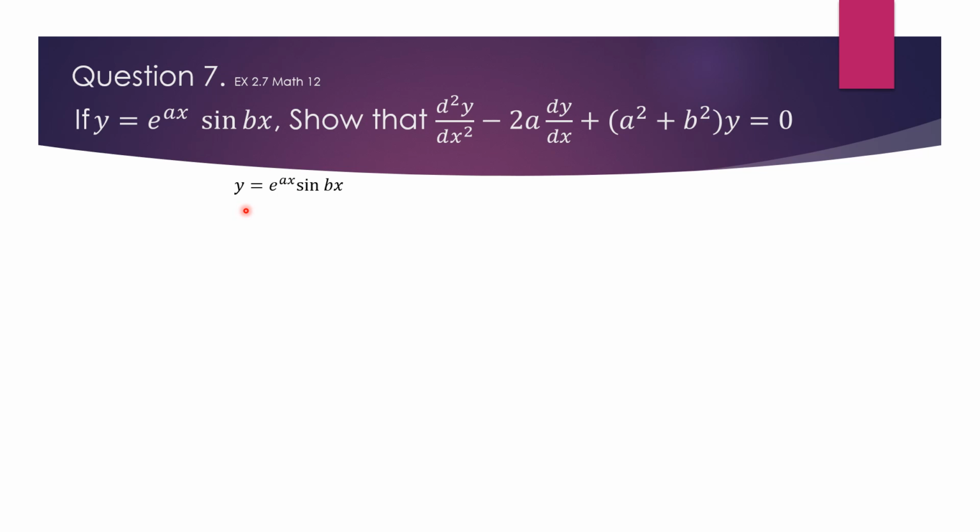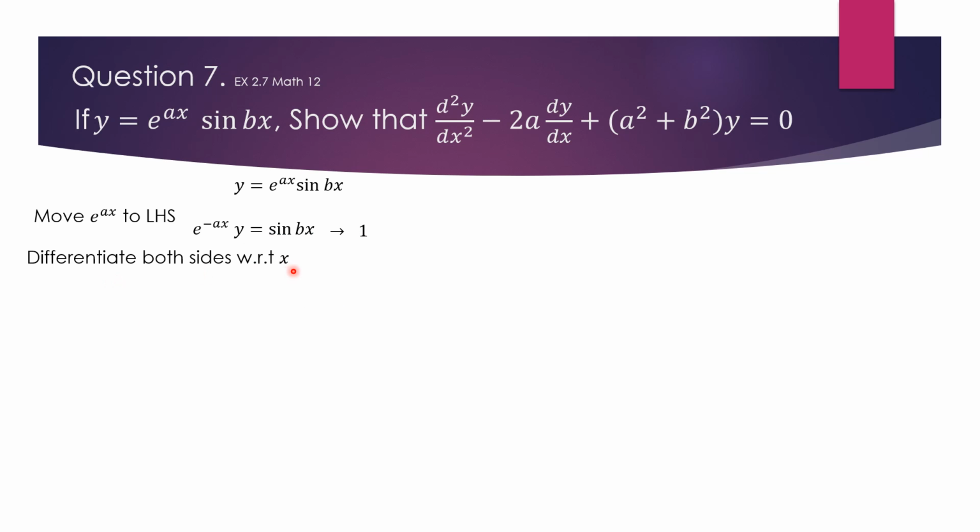e power y is equal to e power ax sine bx. Move e power ax to the left hand side. Again, I say y over e power ax can be written as e power minus ax y. So we will prefer using this. e power minus ax y is equal to sine bx. Mark this as equation 1.